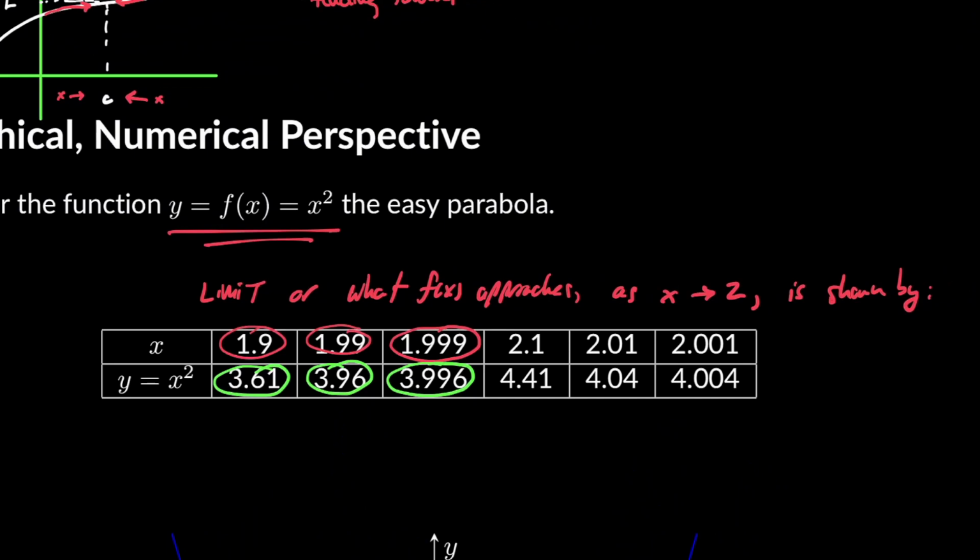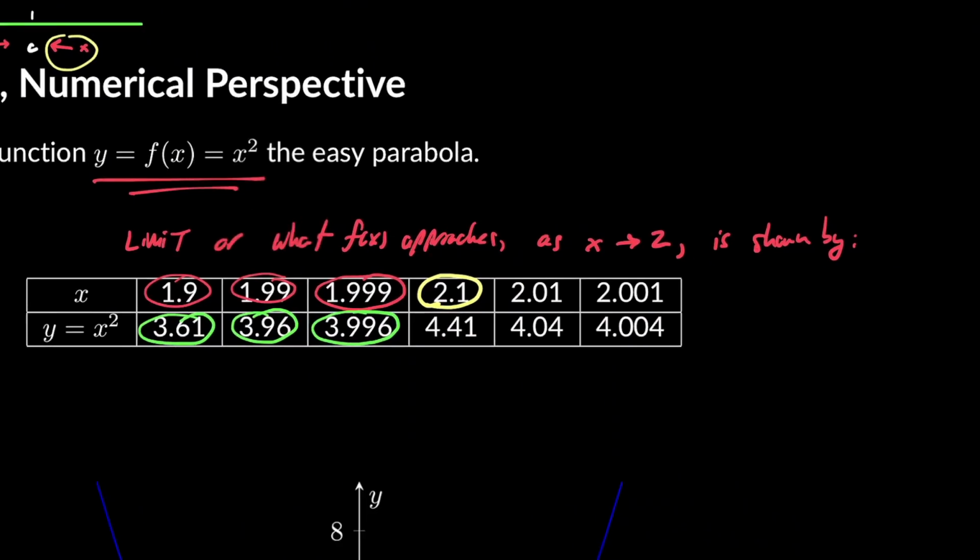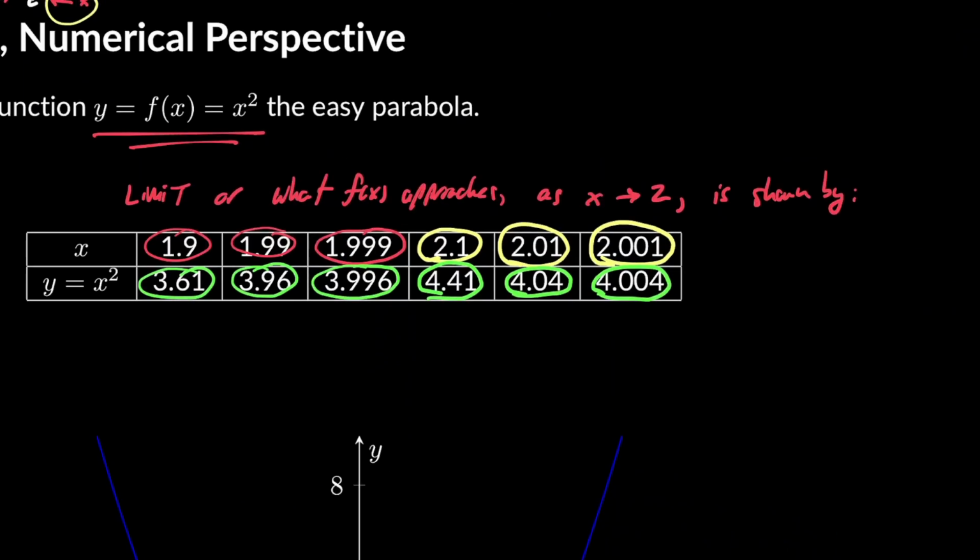And in the same way, if I look at coming at it from the right, 2.1 is larger than 2, right? So it'd be like coming from this direction. Larger than 2, 2.01, getting slightly closer to 2 from the right, 2.001, and then seeing what the output of the function tells us: 4.41, 4.04, 4.004. It appears that f of x is approaching 4 as x approaches 2. That little arrow means approaching. So from a numerical perspective, we can explore this idea of approaching.